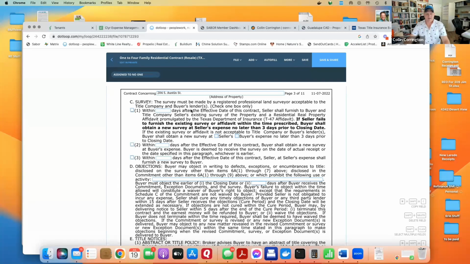Page 3, survey. Guys, y'all know what a survey is? Piece of paper shows you where your property is. Okay. This is where, again, a lot of people screw up, and I got to read this one really slowly. The rest of this is going to go fast. These first few pages are slow.